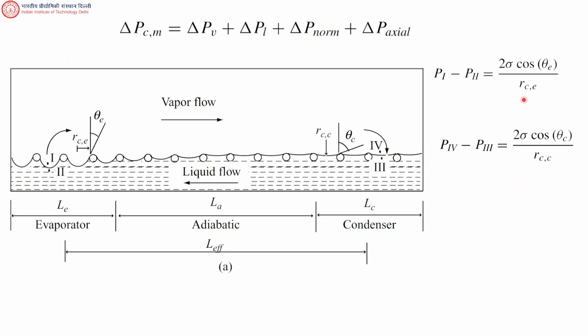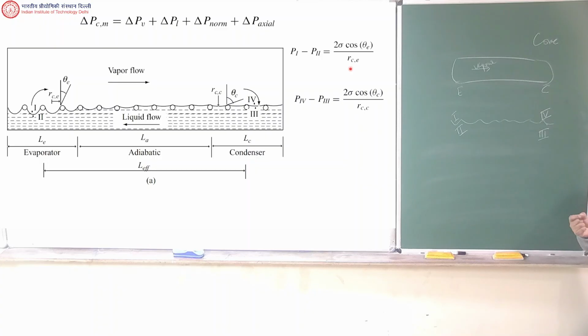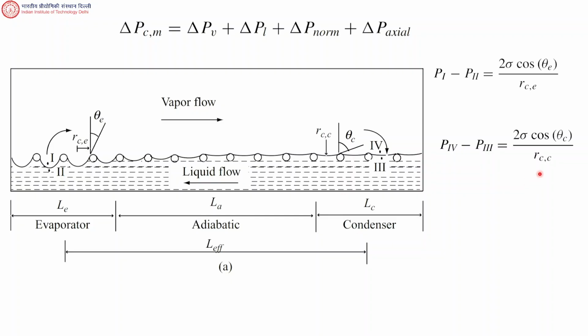Okay, how do we know? Because this is kind of like that cylindrical pore which we modeled in the last class. So P1 minus P2 is 2 sigma cos theta E by RCE. Now what is RCE? RCE is the pore radius. It's kind of like the glass tube that we were thinking about. It's that radius, right? It's not the radius of curvature, right? So it's marked properly here, right? So it's 2 sigma cos theta E by RCE. Now P4 minus P3 is 2 sigma cos theta C by RCC.